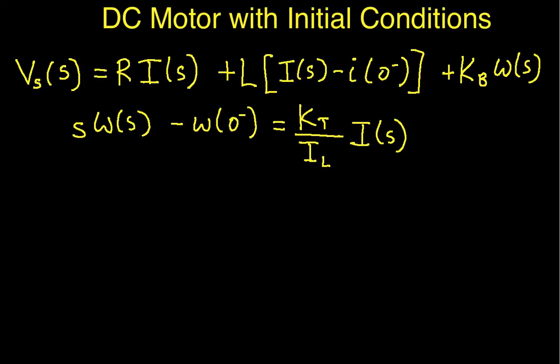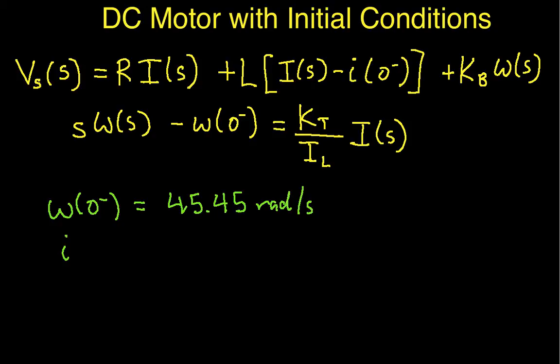The two equations that I've drawn already are the equations that we got by taking Laplace transforms of the coupled differential equations that describe the motor. And again, in the previous video, we assumed that the initial conditions for I and omega were zero. Now we're not going to assume that. Instead, we're going to assume that omega of 0 minus is 45.45 radians per second, and we'll assume that I of 0 minus is 0 amps.